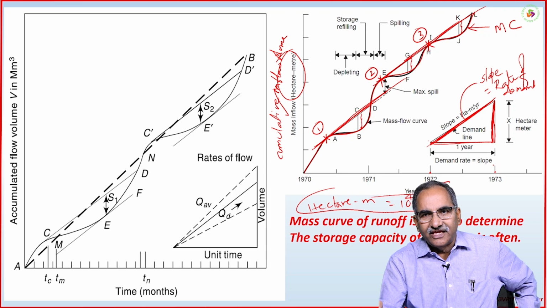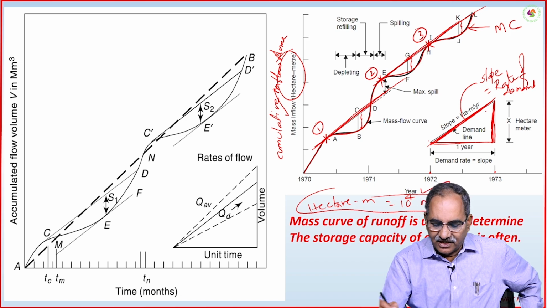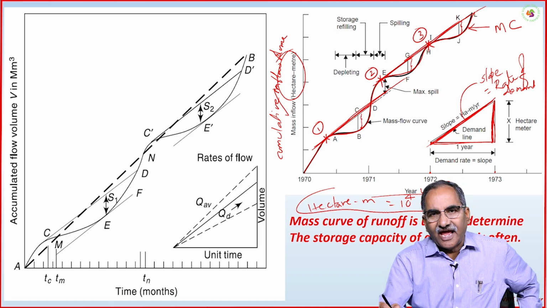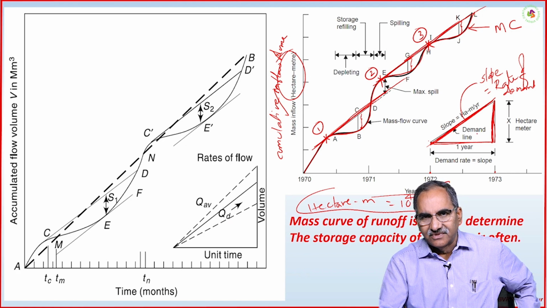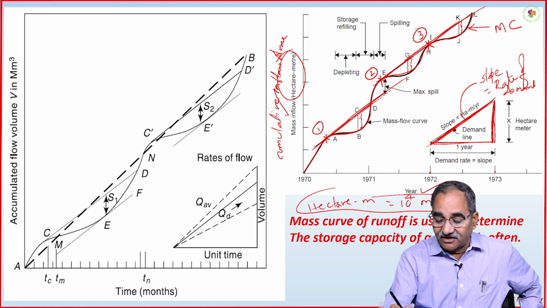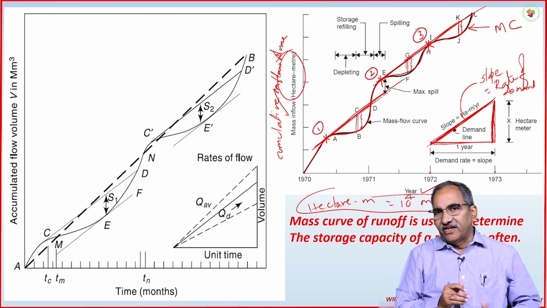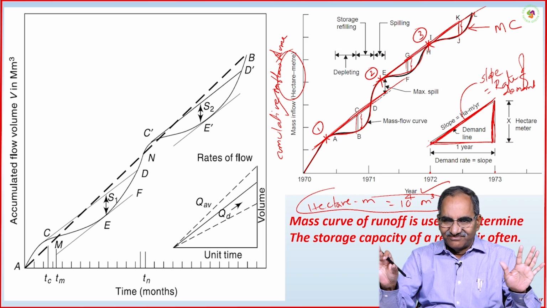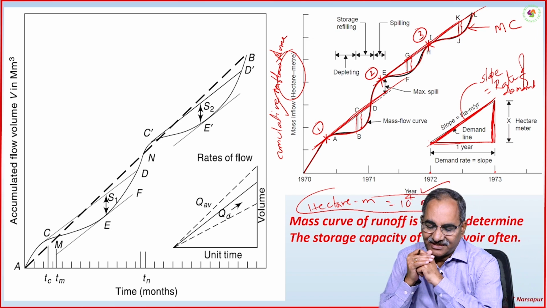Draw a vertical line equal to the demand. The slope of the demand line indicates the rate of demand. Identify the peak points of the mass curve. Draw tangents at these peak points parallel to the demand line and identify the vertical ordinates. The maximum of the vertical ordinates becomes the reservoir capacity. That's it. Now let us study some more important points of the mass curve.